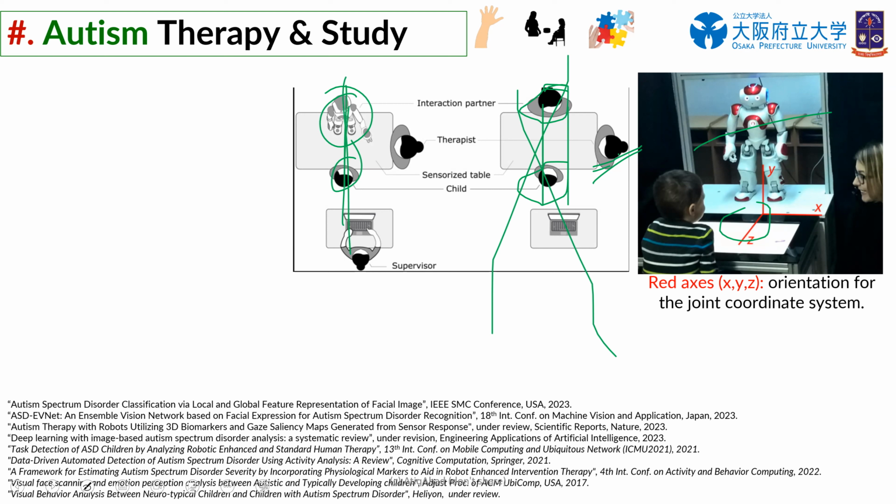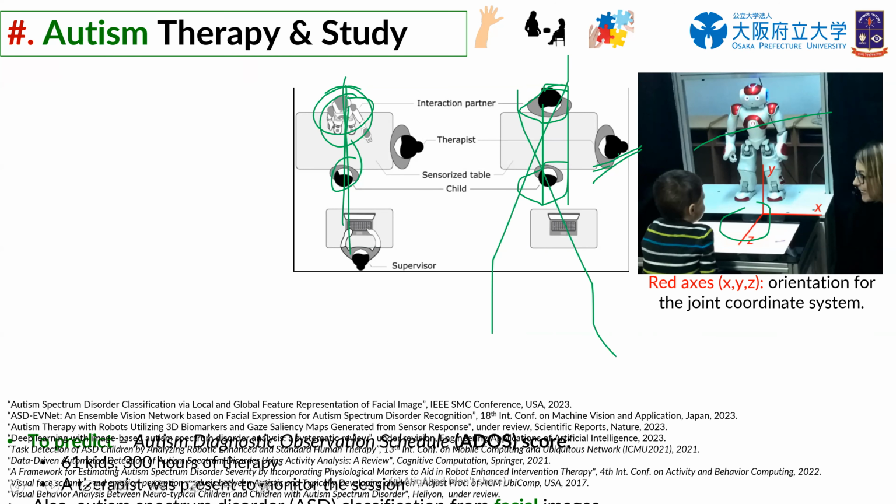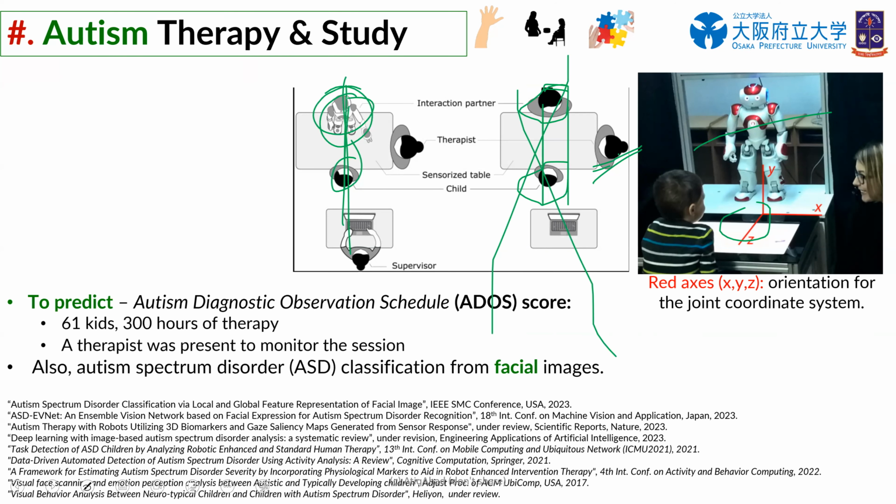Sometimes we are not interacting well in front of people, but when we are alone or with a robot or at play, we become joyful. We sometimes sing songs and so on. We know it very well. But the point is how to predict any kind of score. For example, the autism diagnostic observation schedule score, or ADOS score, to classify and so on.